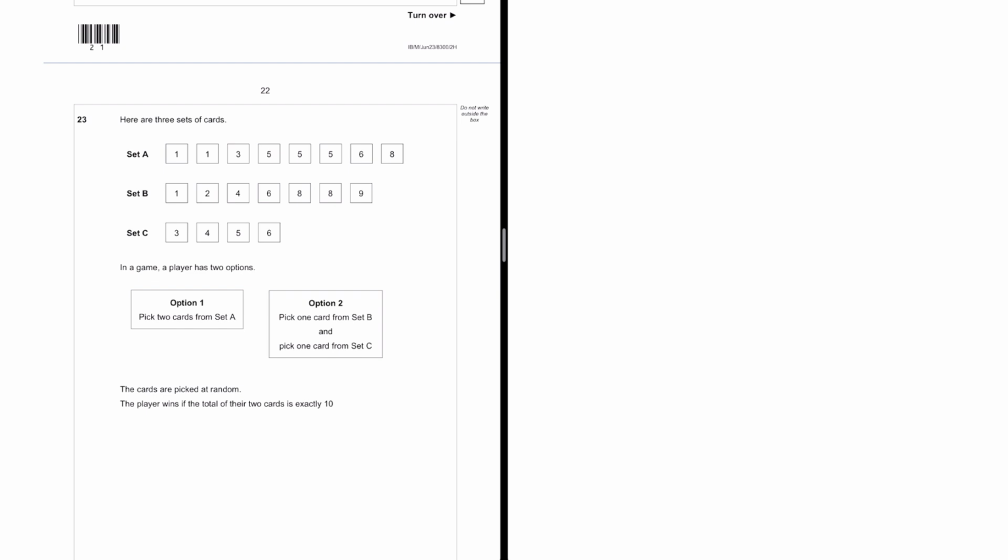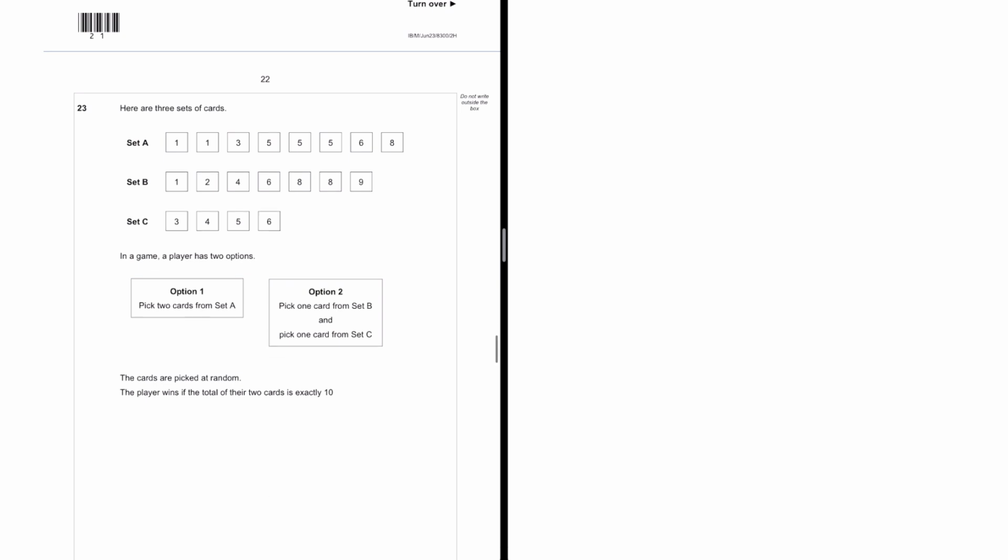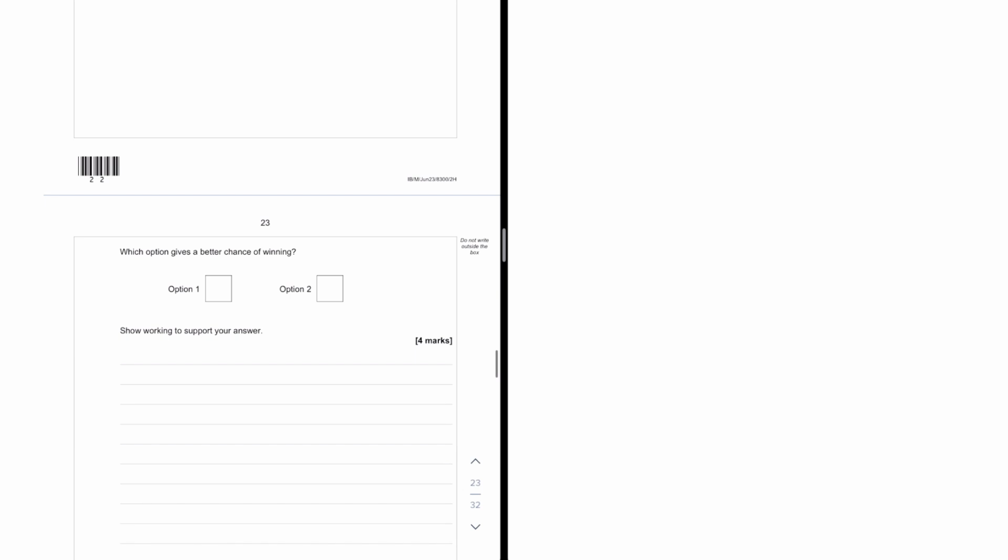Moving on to question 23, we're given 3 sets of cards, and we're told that a player has 2 options in this game. They can either pick 2 cards from set A or a card from set B and C. The cards are picked at random, and the player wins if the total of their 2 cards is exactly 10. So what we need to do here is see the number of ways. Oh, in fact, actually, it would help if we read the question. So which option gives a better chance of winning, option 1 or 2?